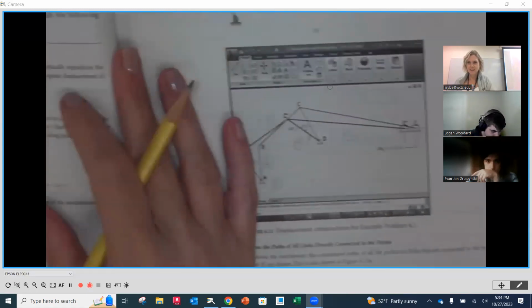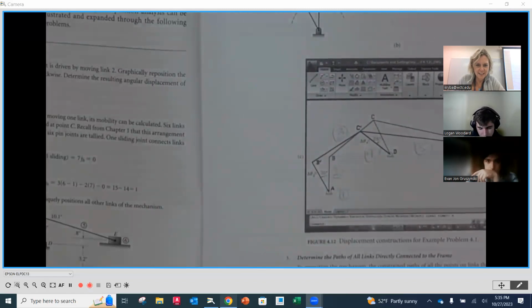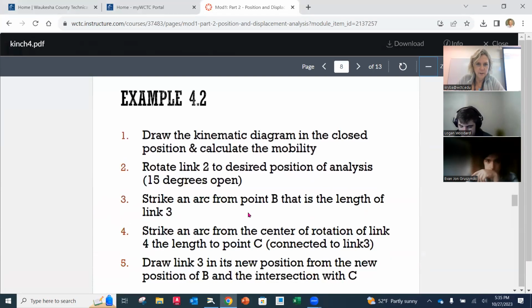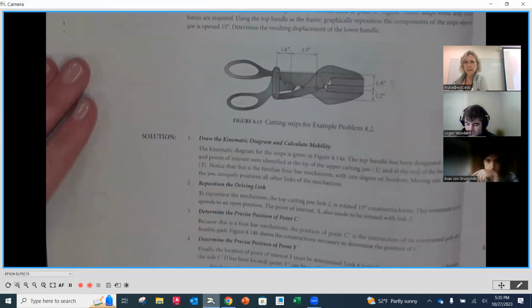All right. Let's go back to our PowerPoint and see where we're at. I think we're doing another example. Yes. So we'll turn the page and look at another example. This is going to be example 4.2. Very similar type of problem, but a different mechanism.